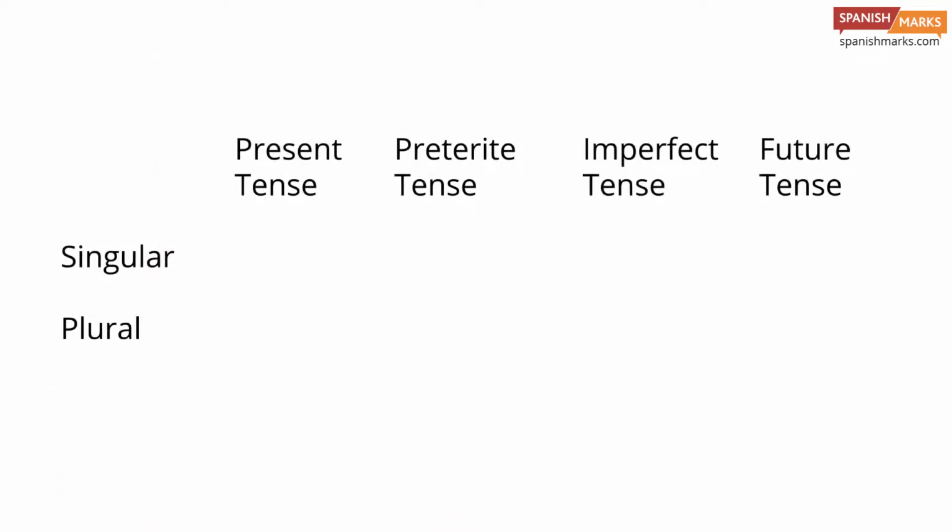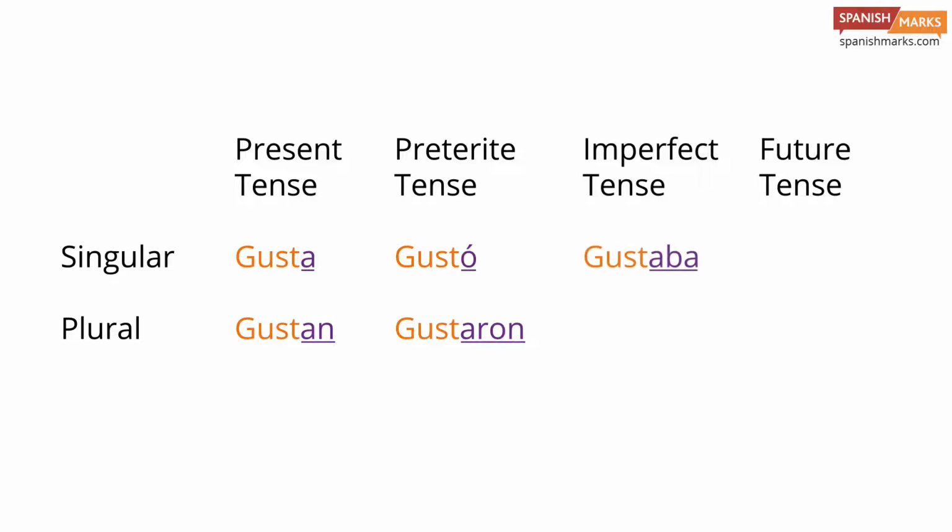So for the present tense, the third person singular is gusta and the third person plural is gustan. For the preterite, it is gustó and gustaron. For the imperfect tense, it is gustaba and gustaban. And finally, for the future tense, it is gustará in the third person singular and gustarán in the third person plural.